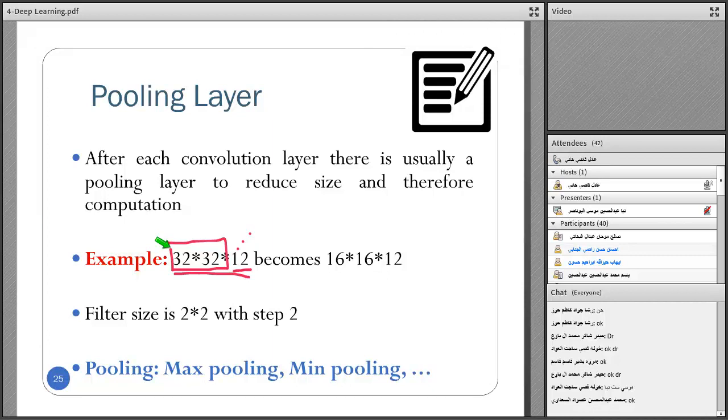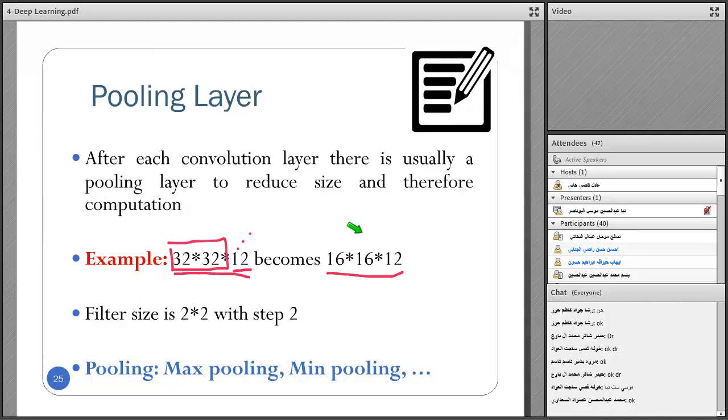Then the pooling layer will convert this to this. So what is the pooling layer doing? It is removing some of the output of the convolution layer. As you see here, we have 32 by 32. After the pooling, we have 16 by 16. So it is removing some of the output of the convolution layer.